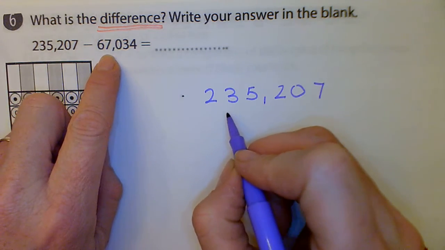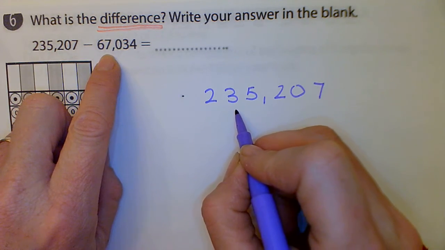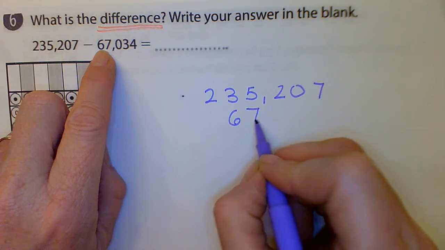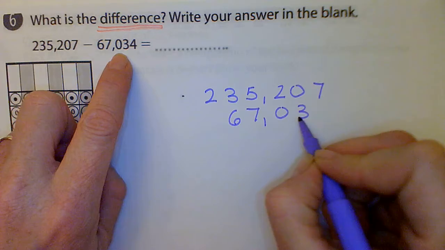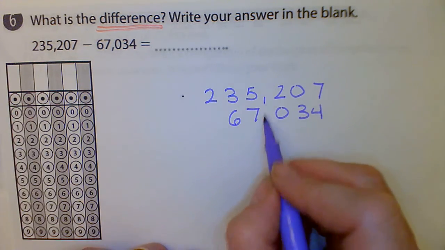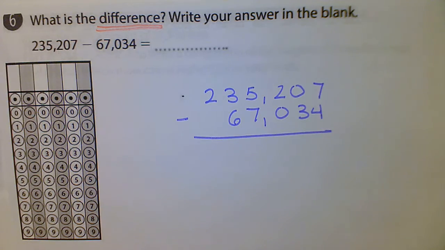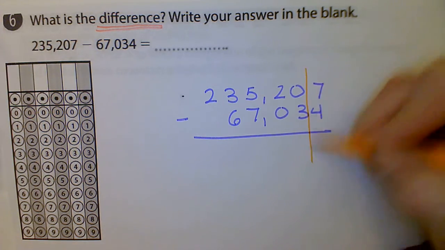And then I have 67,000. Now you see how I'm lining up my 10,000 under my 10,000 place? 34. And my ones are under my ones, my commas are under my commas. And then let me go ahead and line everything up.